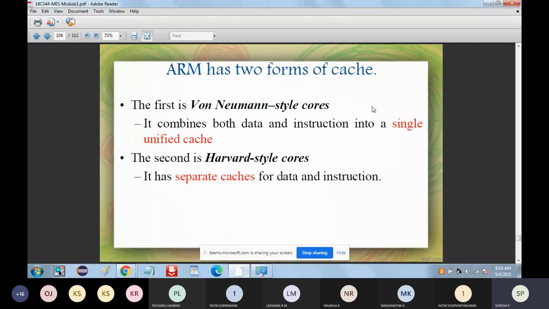If you take the Harvard architecture, it is nothing but data and instruction being separate. That means a separate cache will be maintained for data and also for instruction. So that's what the Harvard style tells about.